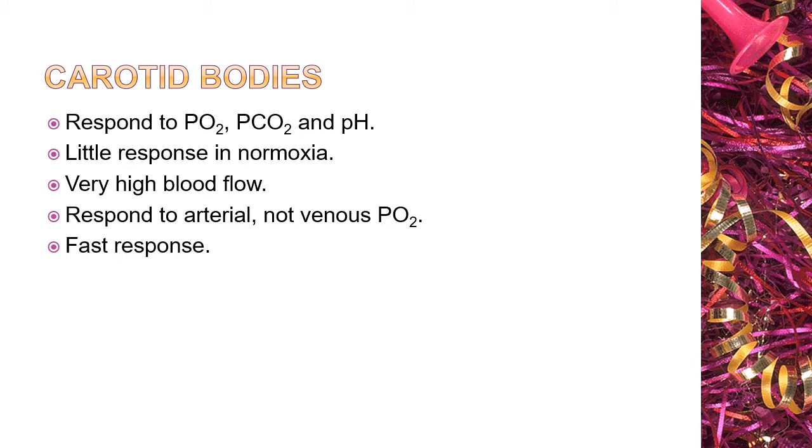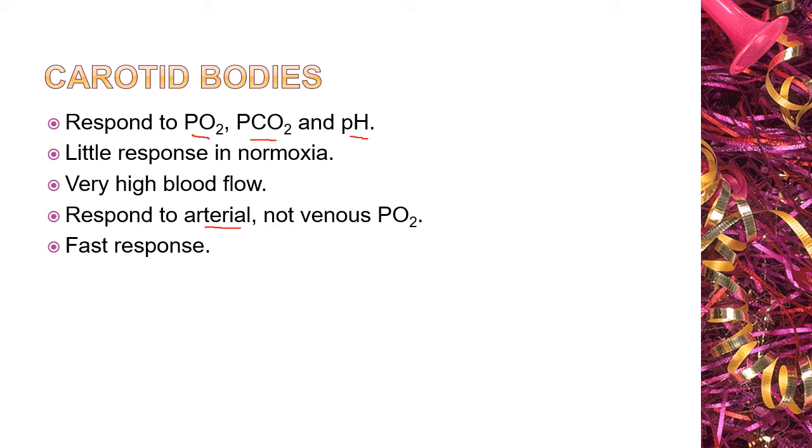Alright, now let's look at carotid bodies. They respond to partial pressure of oxygen, partial pressure of carbon dioxide, and pH. And I have put partial pressure of oxygen first for the peripheral chemoreceptors here. I mean, it is responding to the arterial, not the venous, partial pressure of oxygen.